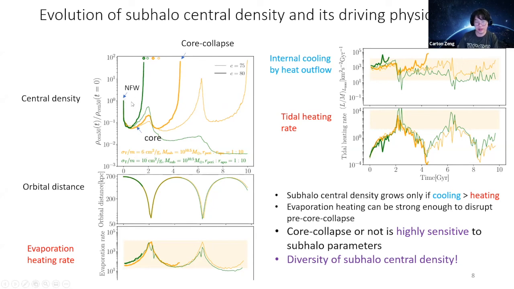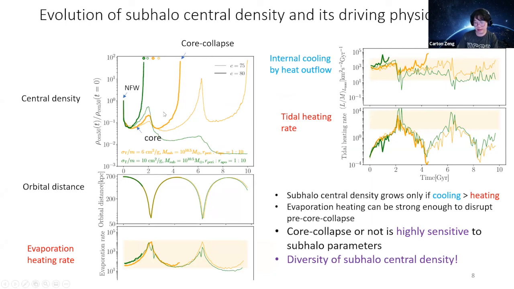Similar things happen to this pair of subhalos, but with slightly lower cross section of 6 centimeters squared per gram. The thicker line starts from NFW, has core formation, tries to core collapse, is disrupted, but it's not forever destroyed, so it has a second chance to come back later and finally core collapses. And a similar scenario applies to this C equals 75 orange line. It's just that it has to experience 2 ups and downs before it eventually core collapses.